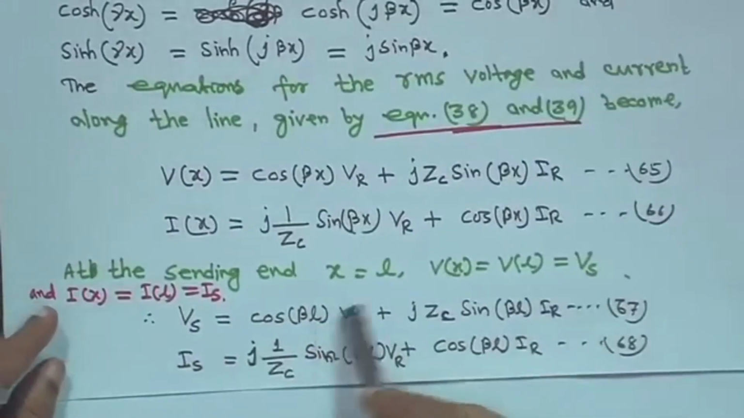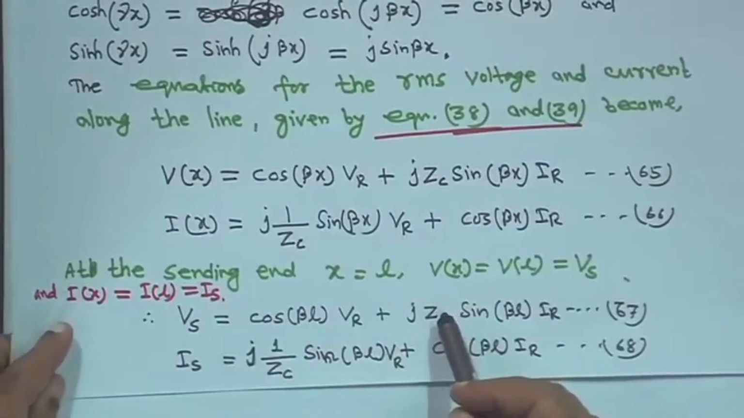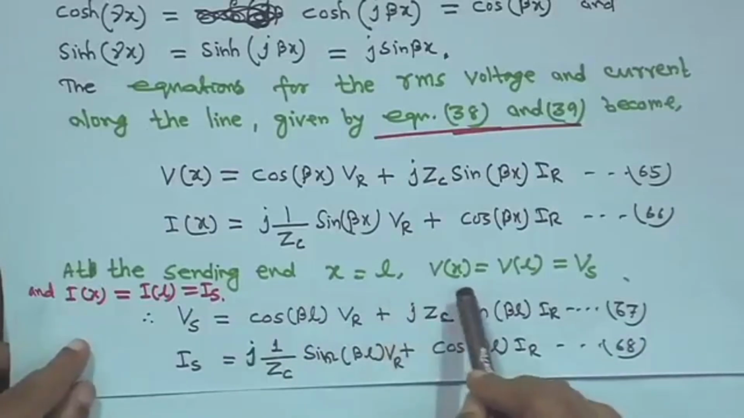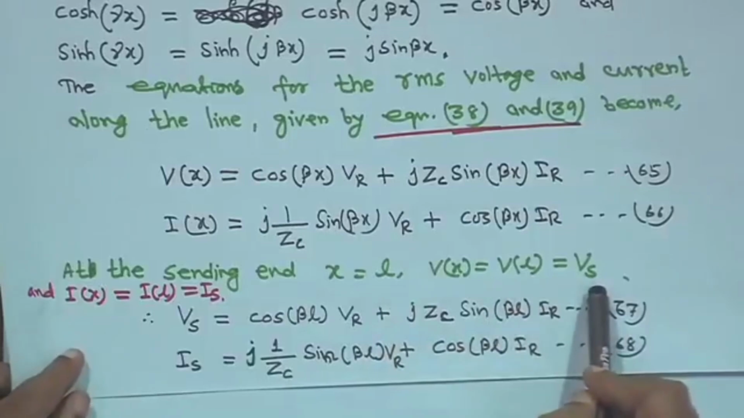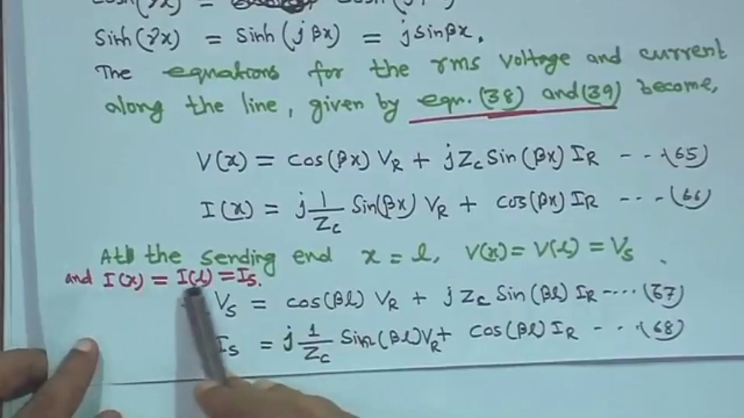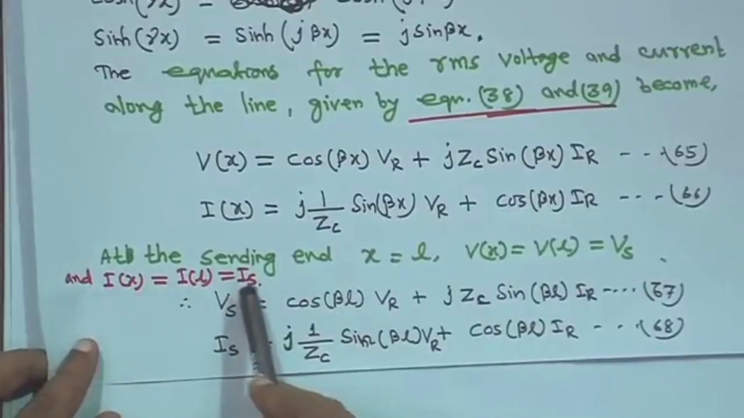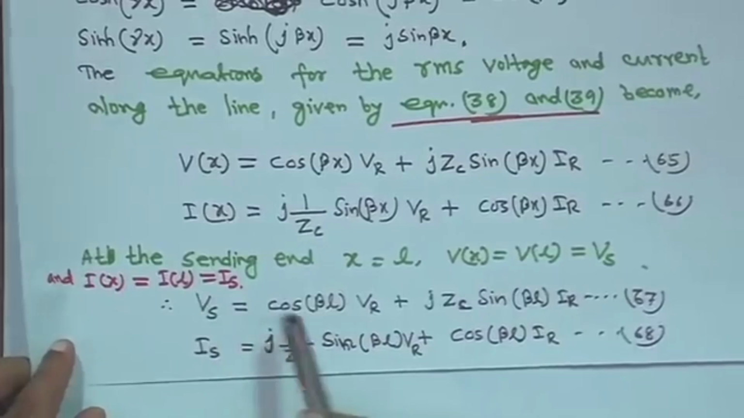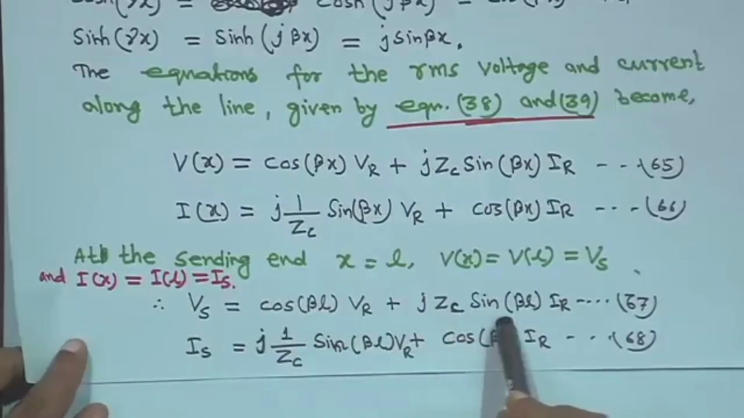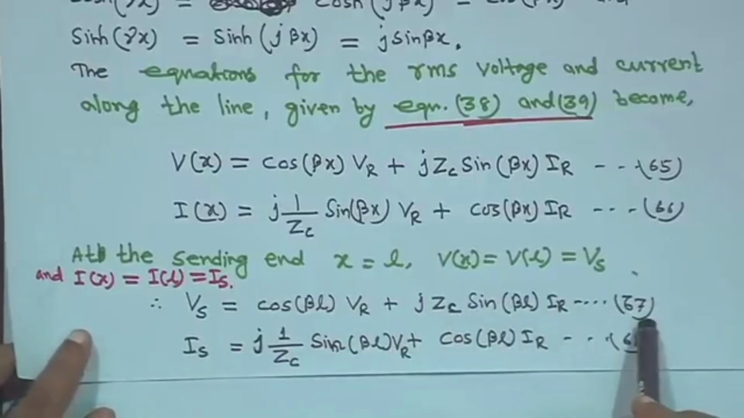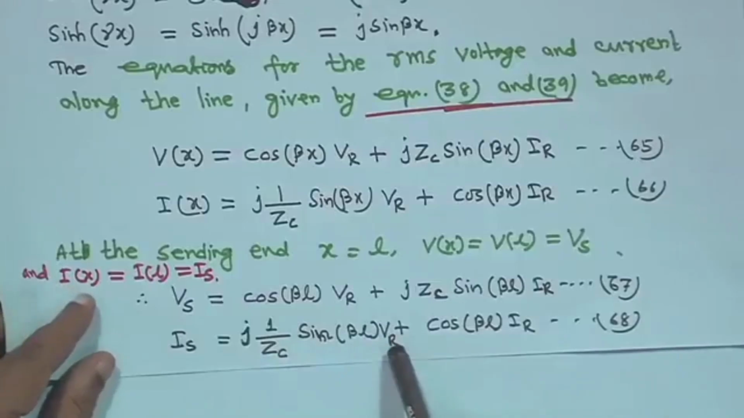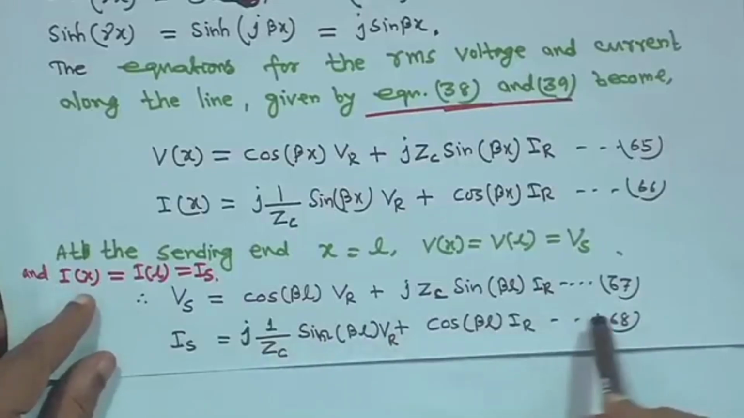Now, because we are measuring the distance from the receiving end to the sending end, at the sending end x is equal to L. So V x equal to V L is equal to the sending end voltage V s. Similarly, I x is equal to I L is equal to I s. So the sending end voltage can be written as cos beta L V r plus j z c sin beta L I r, this is 67, and I s is equal to j upon z c sin beta L V r plus cos beta L I r.